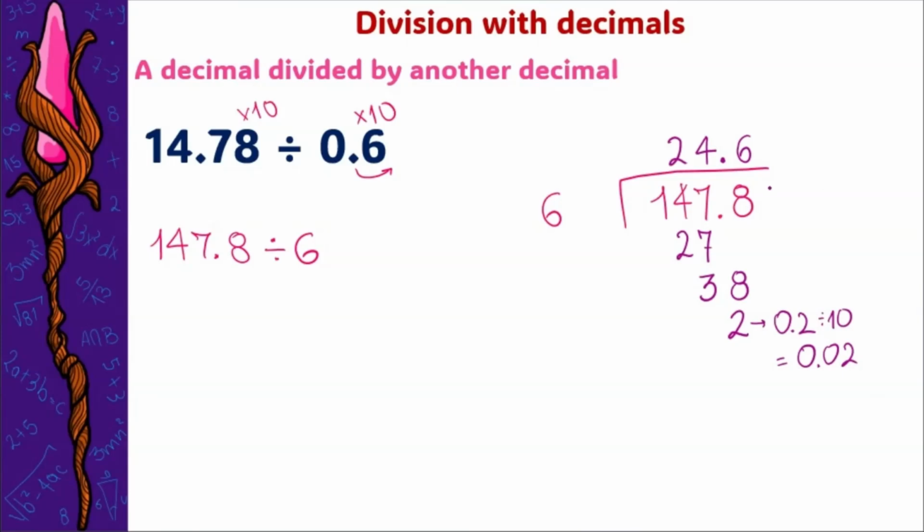Just in case we are interested in the remainder, because sometimes we're just interested in the result. So we would say just 24.6. But if you want to know what the remainder is, it would be 0.02.